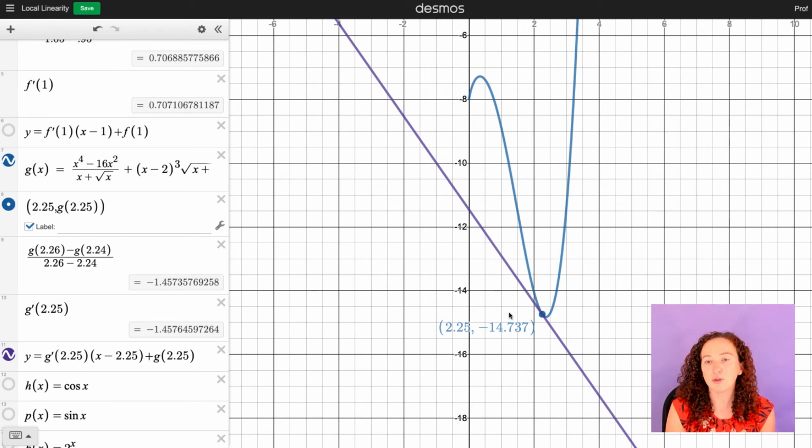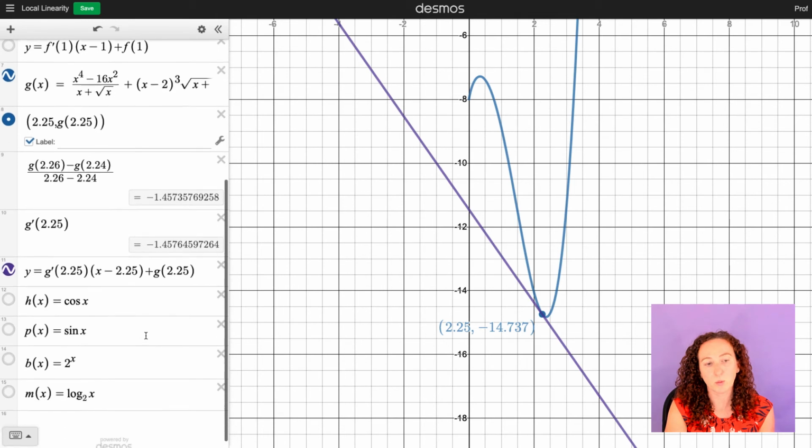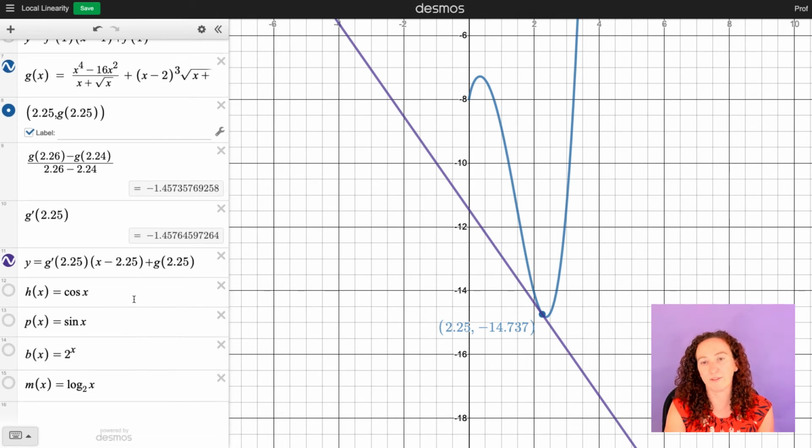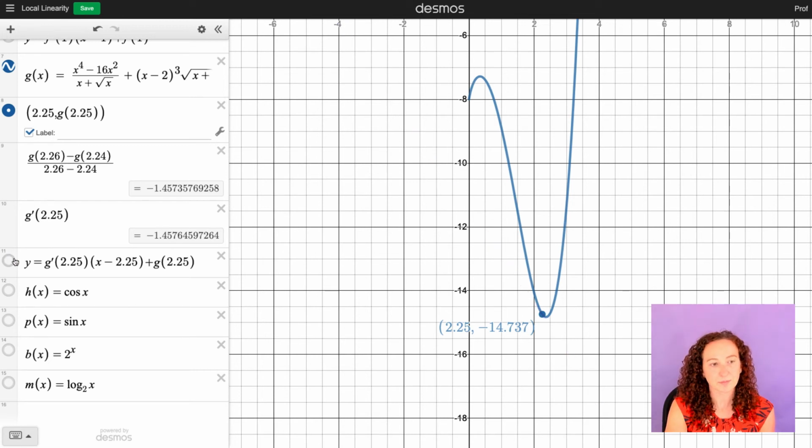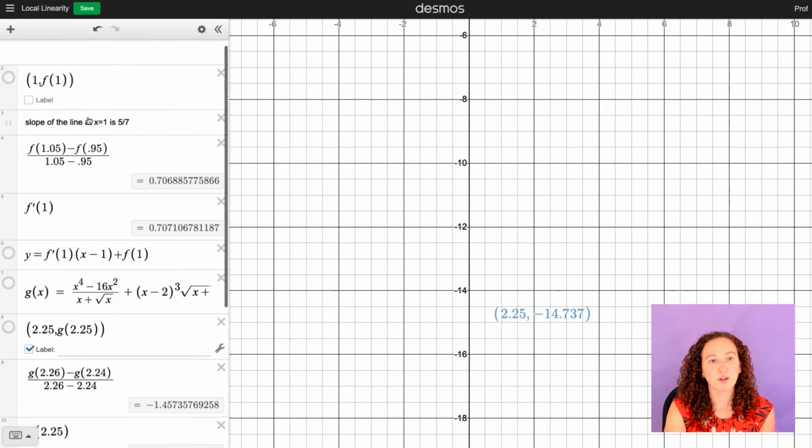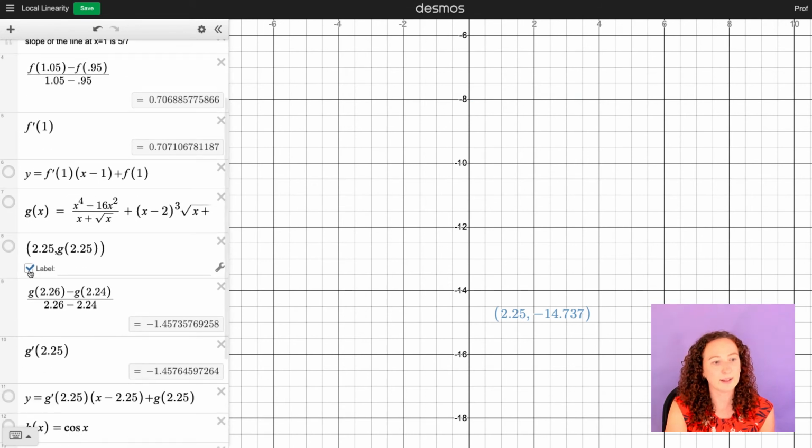So you can do this with a lot of these different functions, and you can try out exploring the slope of functions at different points with these other examples from class. But before we wrap this video up, I do want to let you know that there are functions that are not locally linear. And what I'm going to do very quickly is give you an example of one.